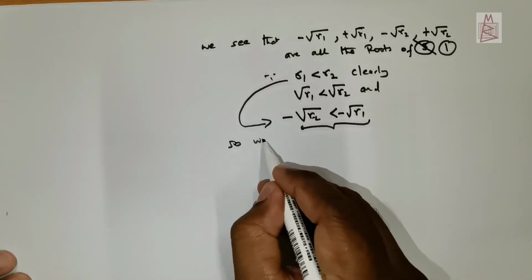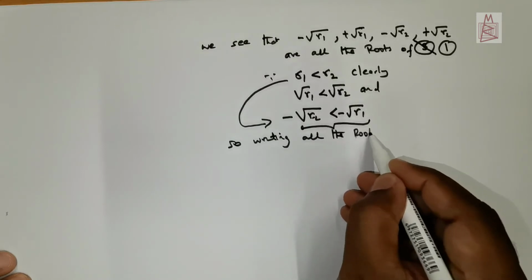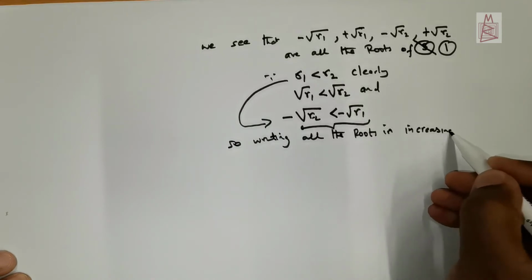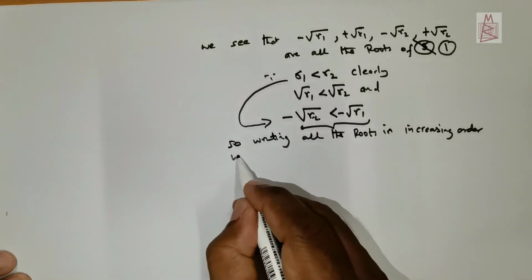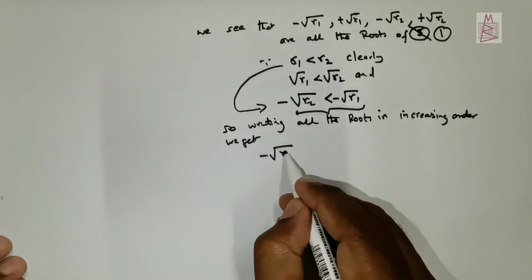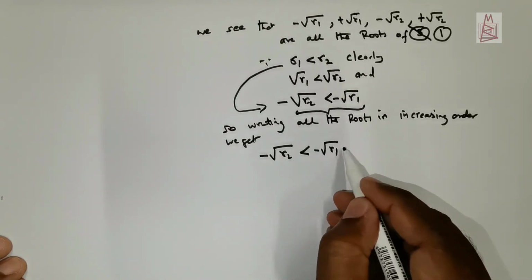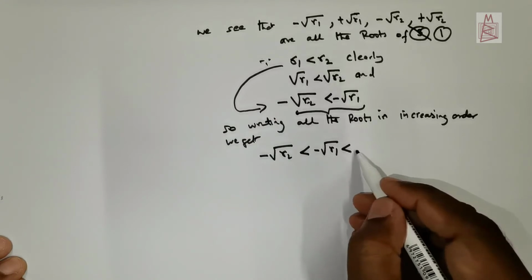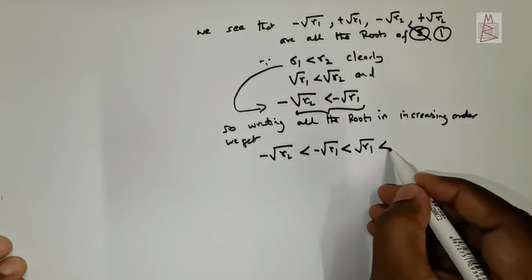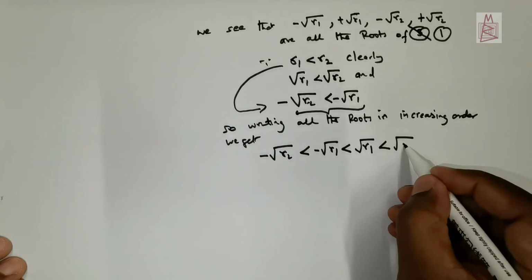So writing all the roots in increasing order, if I were to place all the roots, we would start with negative root of R2. This is going to be less than negative root of R1, which is going to be less than positive root of R1. And clearly we know R1 is less than R2, so root of R1 is going to be less than root of R2.